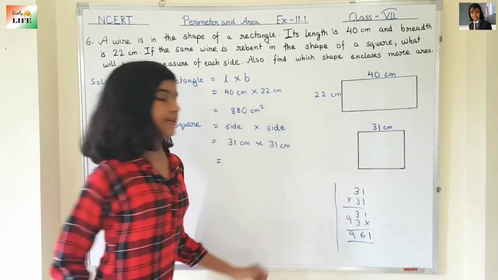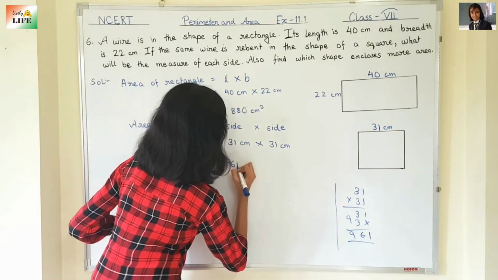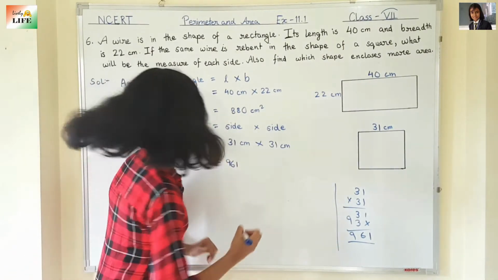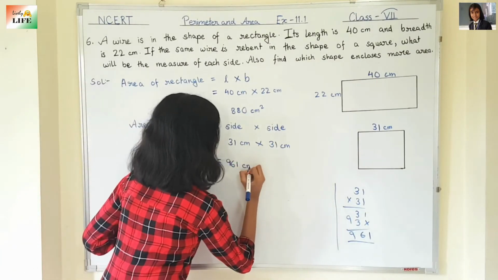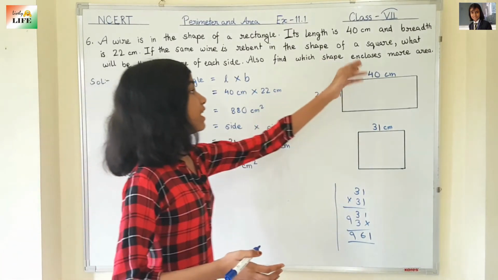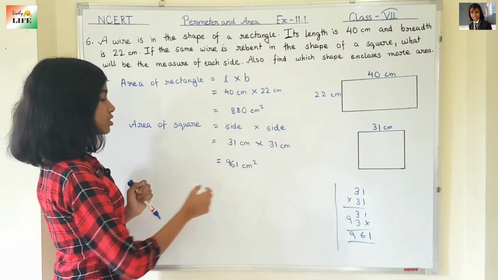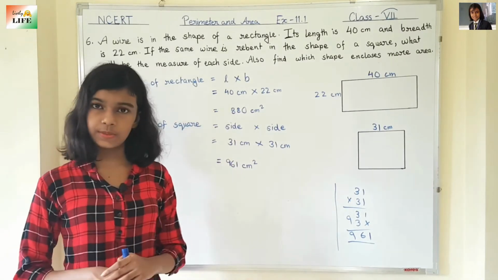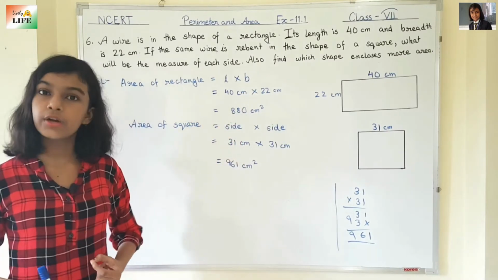So 961. We multiplied it. 961. Now centimeter square, because it is area. So we need to find out which shape encloses more area. Which is greater, 880 centimeter square or 961 centimeter square? Of course 961 is greater than 880, right?